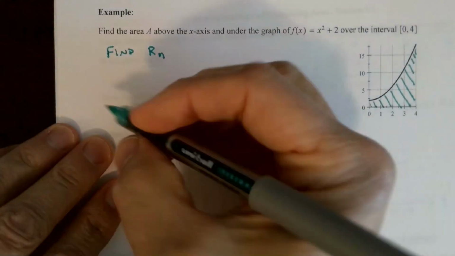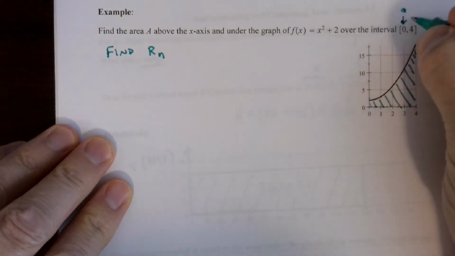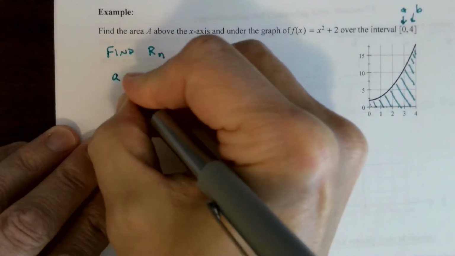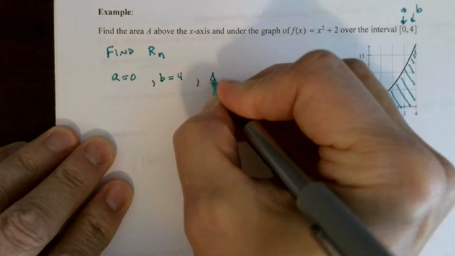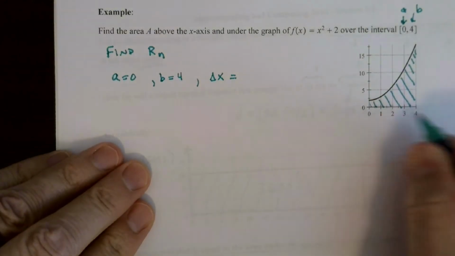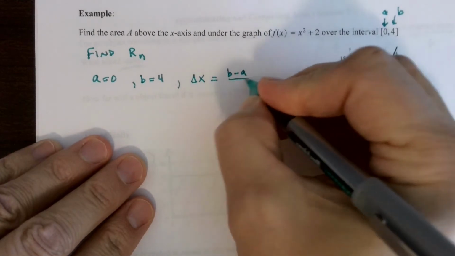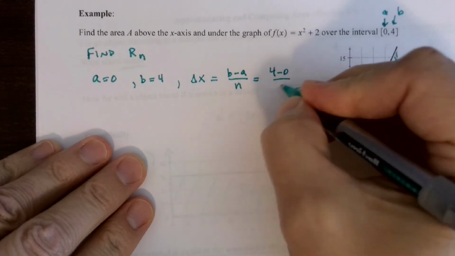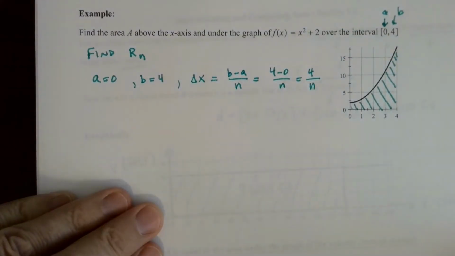So first of all, our interval goes from, we say, a to b. So a is 0 and b is 4. And therefore our subintervals, when we partition this up into n subintervals, will have width b minus a over n. And so that's 4 minus 0 over n, which is, of course, 4 over n. So there's our delta x.